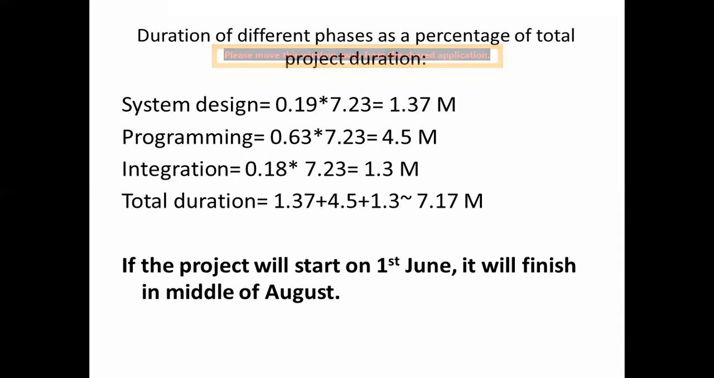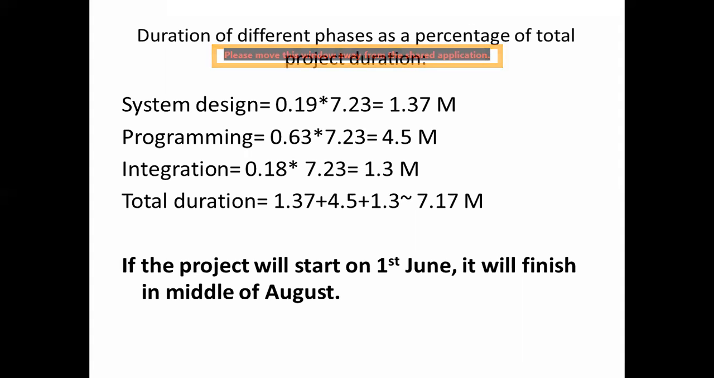It means if the project starts on 1st June, it will finish in the middle of August. You can add all these 7 months. If you start your project on 1st June, then you can add these 7 months and calculate that it may be finished in the middle of the August. So in this way you can calculate all these terms, all these factors.